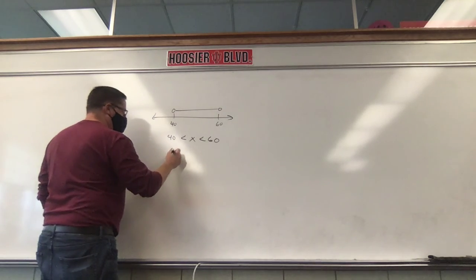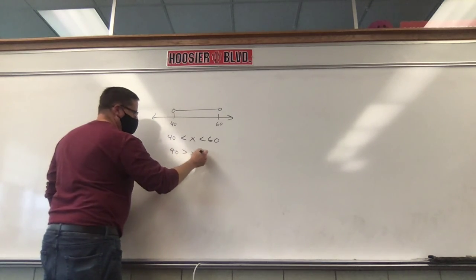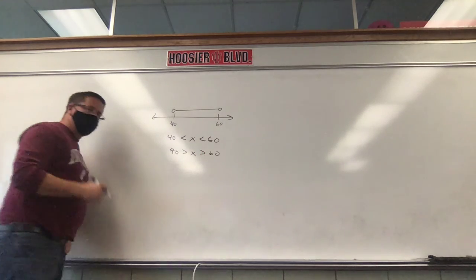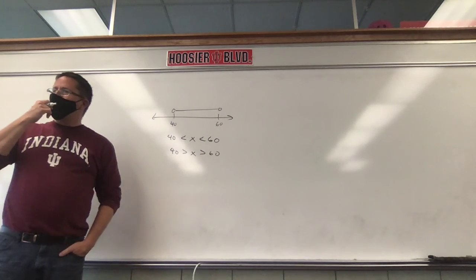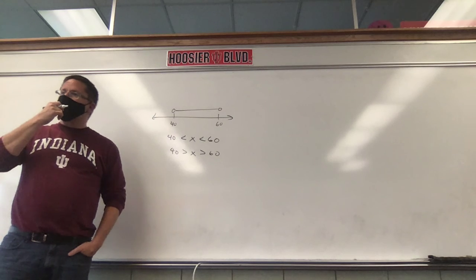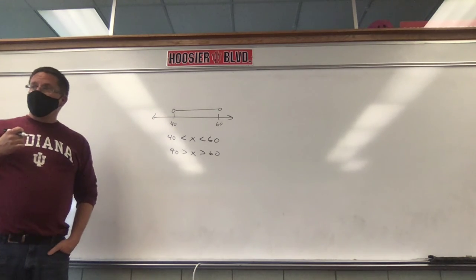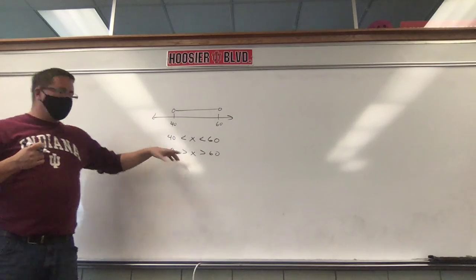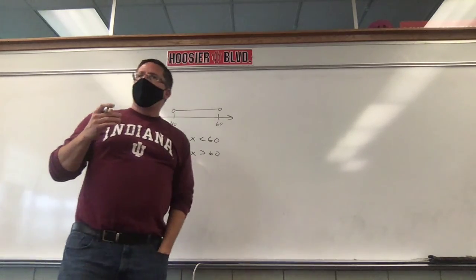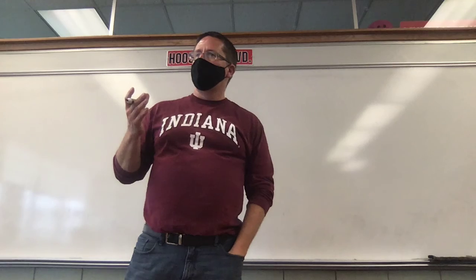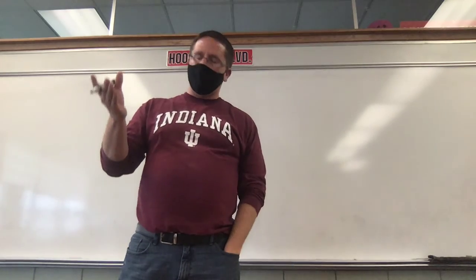What if I wrote 40 bigger than x and x bigger than 60? Who said that doesn't make sense? Why? Because x is bigger than 40. If 40 is bigger than x, then nothing can be bigger than 60. Exactly. Well, think about this, okay?